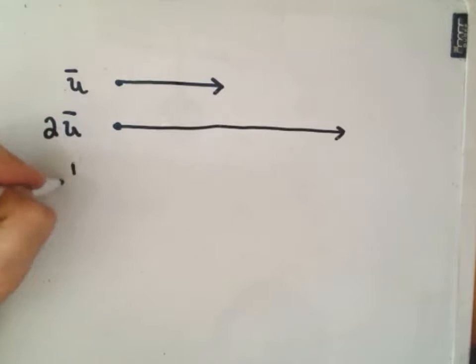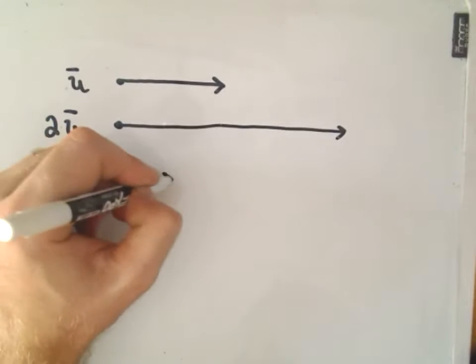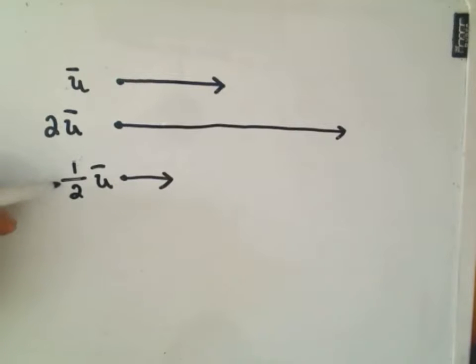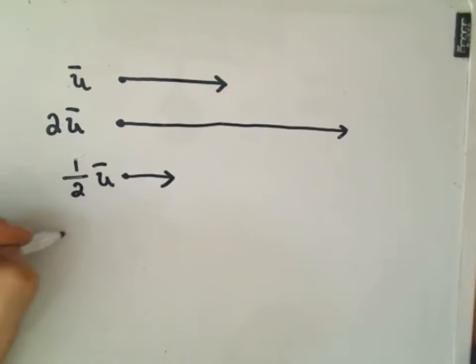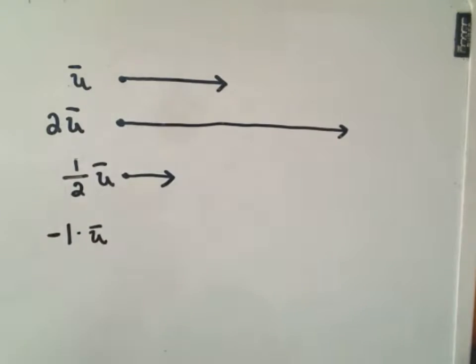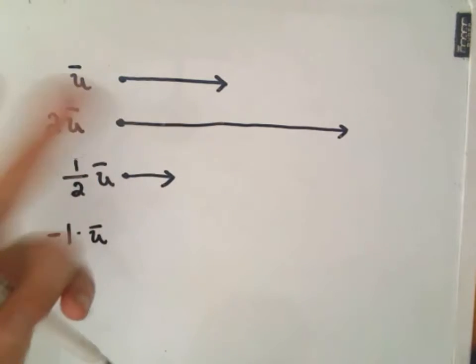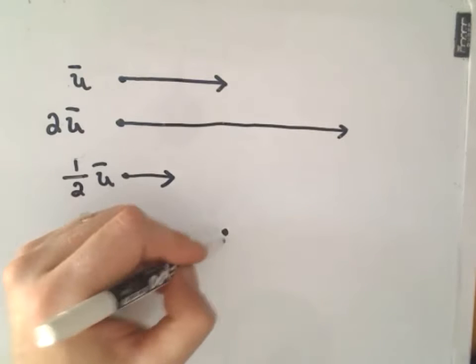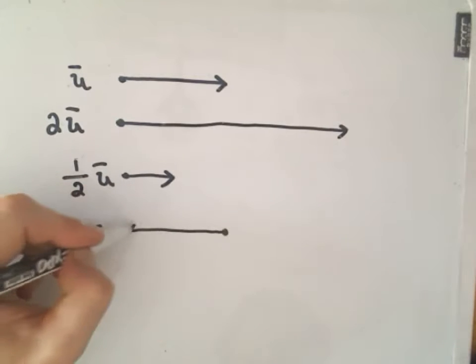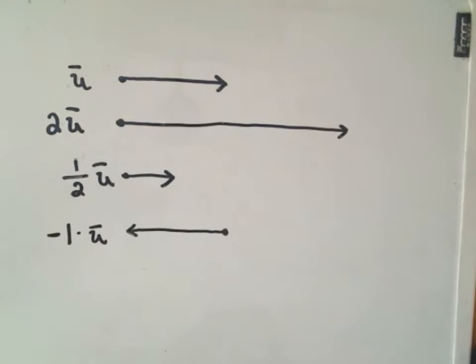If I took, say, 1/2 of vector u, just chop it down to half its size. Notice all that's happening when you multiply by a positive number is it's just going to stretch it or contract it. It still points in the same direction. However, if we multiply by a negative, so suppose I take -1 times vector u, it's going to stay the exact same length. The length doesn't change, but it reverses its direction. So -1 times vector u would keep the exact same length, but now instead of pointing directly to the right, it's going to point directly to the left.